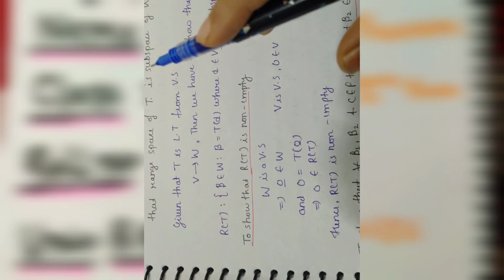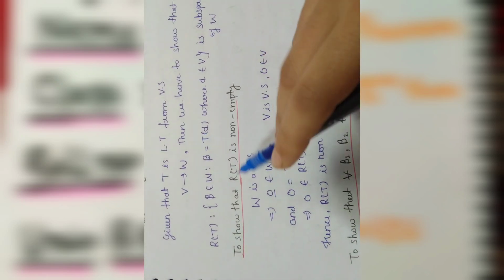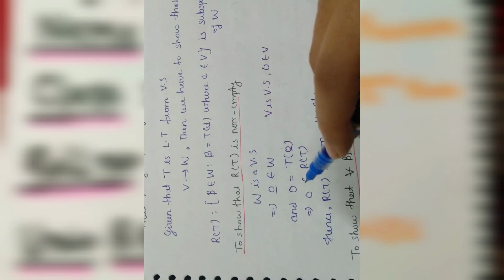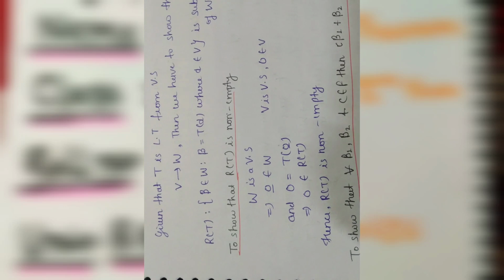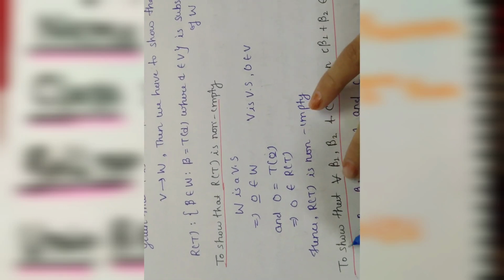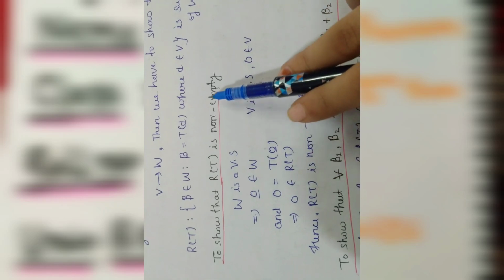We know that for showing a subspace we have to prove two conditions. First, the set is non-empty, and another one is that c alpha plus beta also belongs to that very same set. So first, we show that R(T) is non-empty.